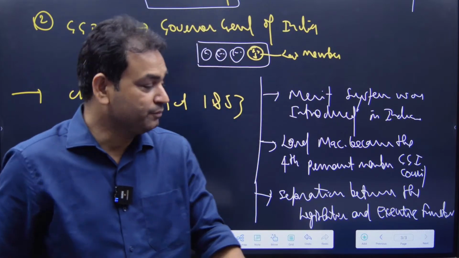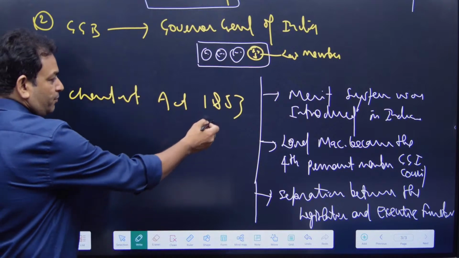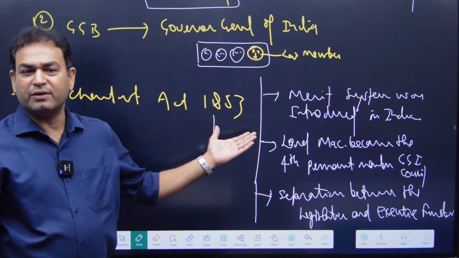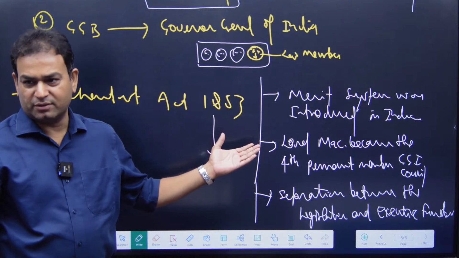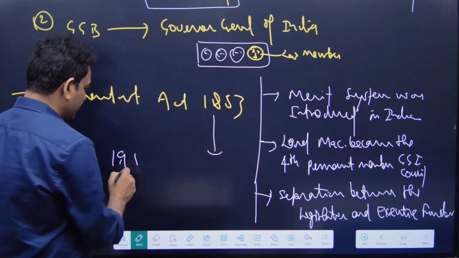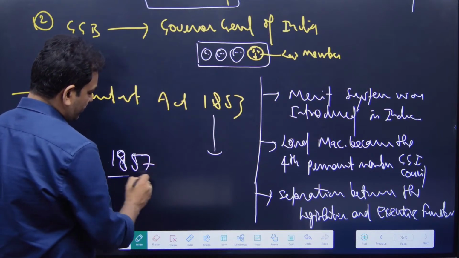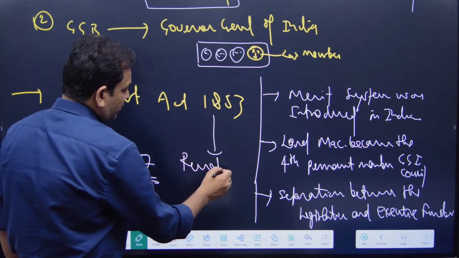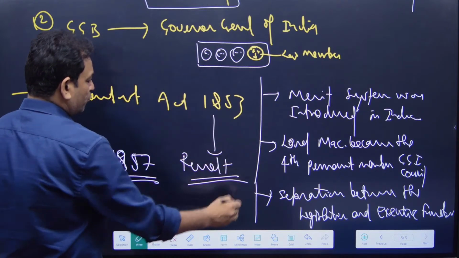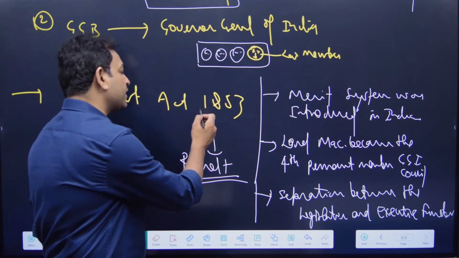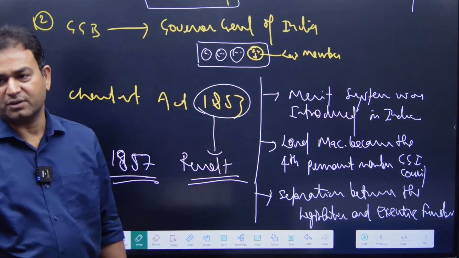And finally, in 1857, this law lasted only 4 years, and in 1857 a revolt emerged. And this act ceased to operate.